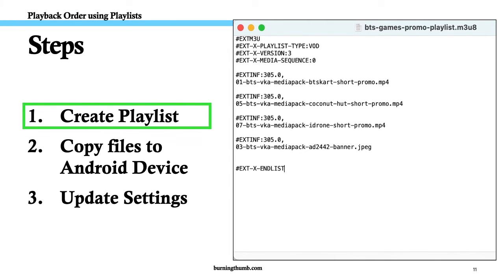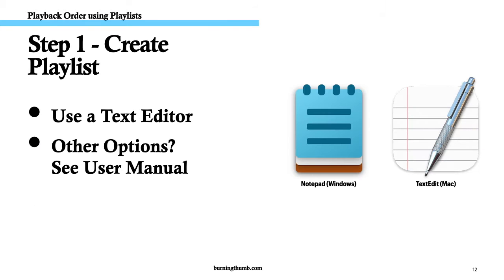Step 1. Create a playlist file. Create a playlist file, which is a plain text file with the extension .m3u8 or .m3u. The easiest way to create one is to download the playlist sample kit from our website and edit one of the included playlists. Here's what you do.